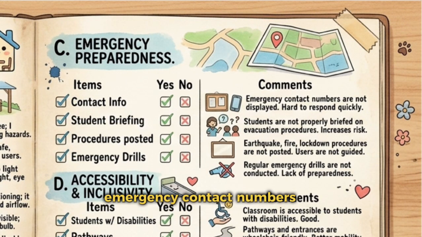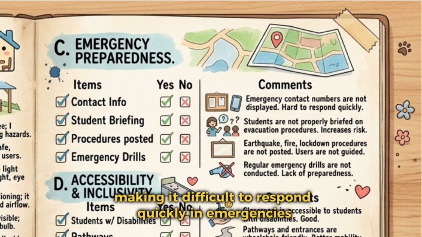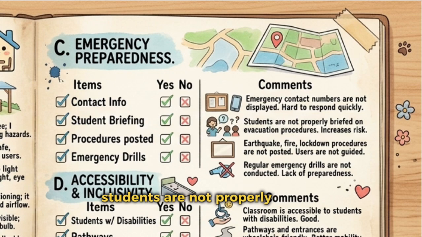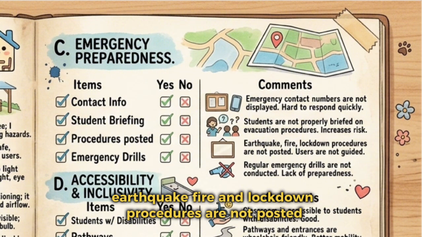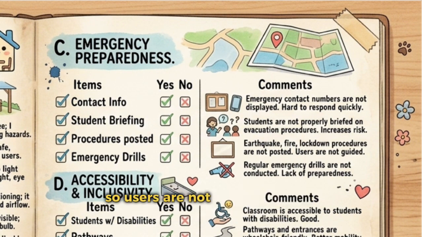Emergency contact numbers are not displayed, making it difficult to respond quickly in emergencies. Students are not properly briefed on evacuation procedures, which increases risk during disasters. Earthquake, fire, and lockdown procedures are not posted, so users are not guided on what to do. Regular emergency drills are not conducted, which shows lack of preparedness. That's it for emergency preparedness.